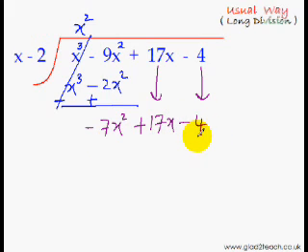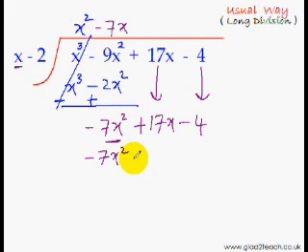So this is a new dividend, and once again we repeat the same process. That is, we divide the first term of this new dividend by the first term of this divisor. Minus 7x square divided by x is minus 7x. And once again we multiply this answer term with all the terms of the divisor. Minus 7x times x will give us minus 7x square. Minus 7x times minus 2 will give us plus 14x.